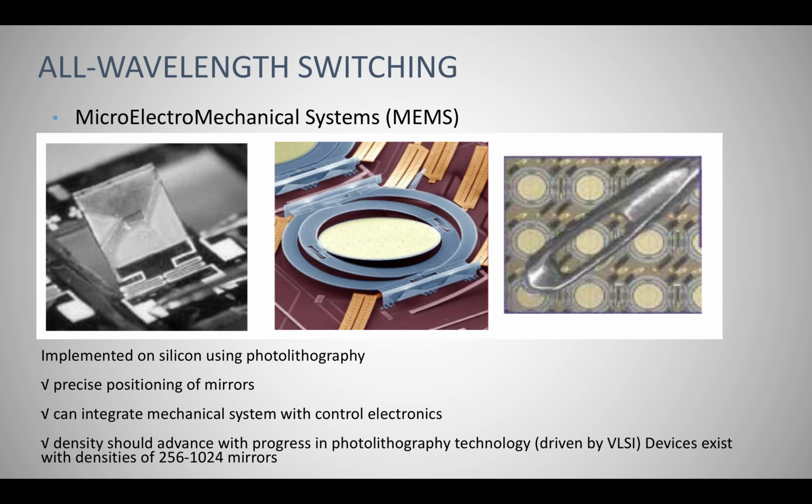It can be implemented on silicon using photolithography. It can process positioning of mirrors, and it can integrate the mechanical system with control electronics. The density should advance with progress in photolithography technology.